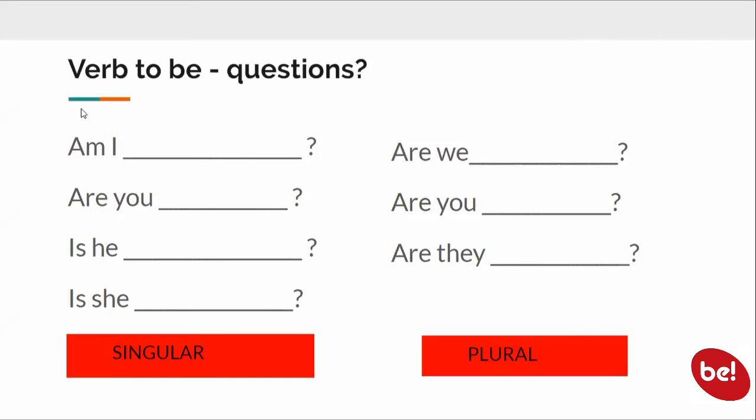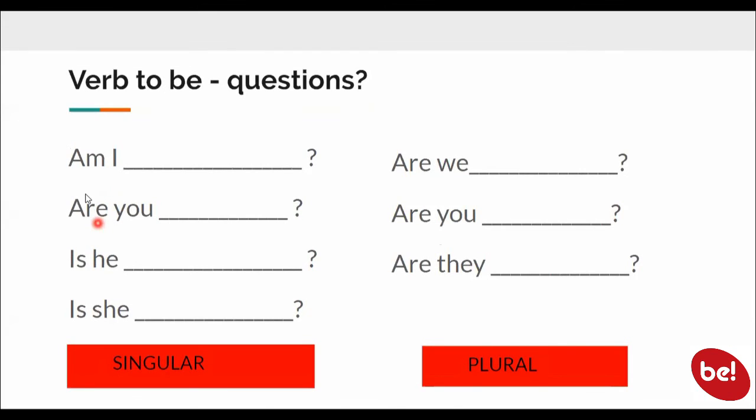And now the final part of the verb to be is when we are creating questions. Okay, what you do is you simply put the auxiliary first and then the subject. Like I said, we put the auxiliary first and then the subject. The auxiliary is the part that we get from the verb to be. Am, are, and is.